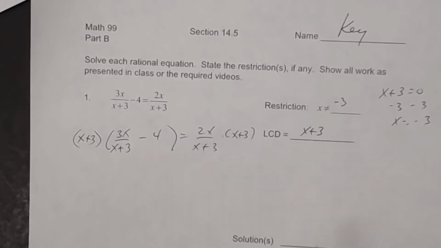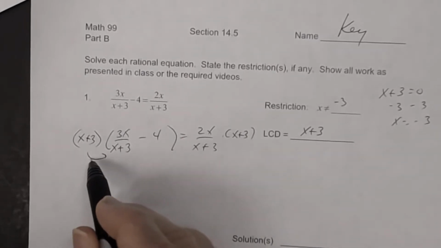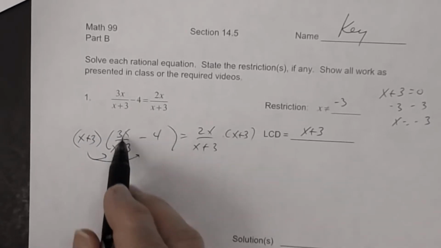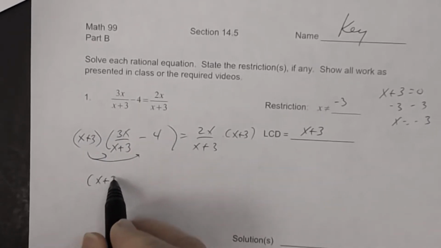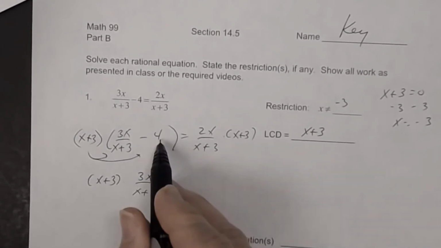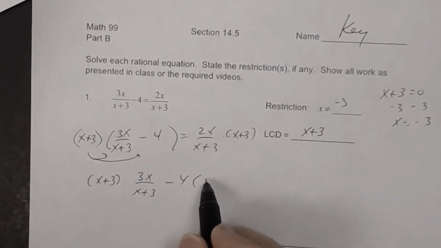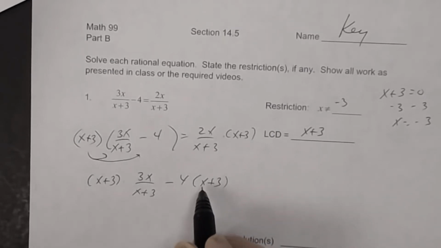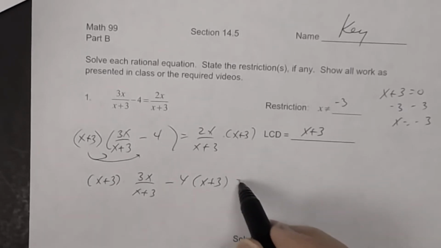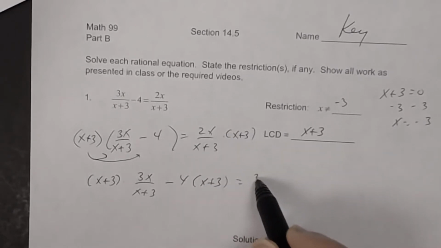Put that in parentheses. All right, now we're going to distribute. Here's what we're going to say: the LCD times the first rational expression, just like this. Minus, and then this times the LCD, just like this. Notice the reason why the parentheses was important: if you didn't put that in parentheses, you'd forget about multiplying 3 by -4. And then equal, and then we're just going to rewrite this over.